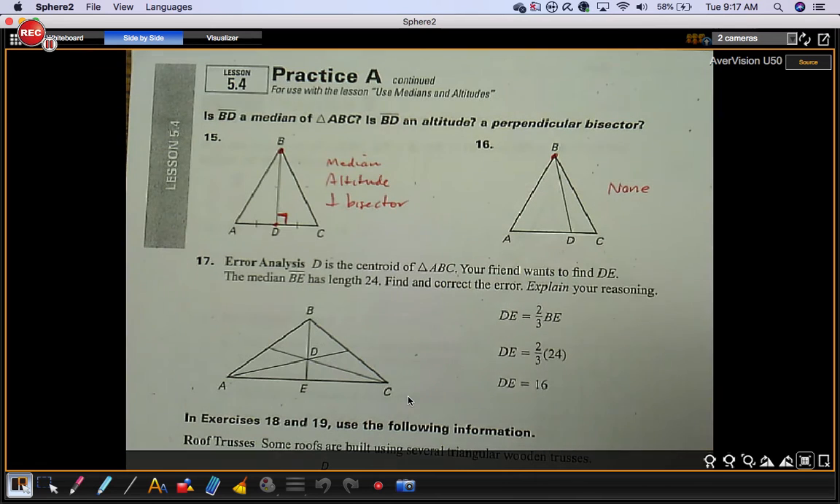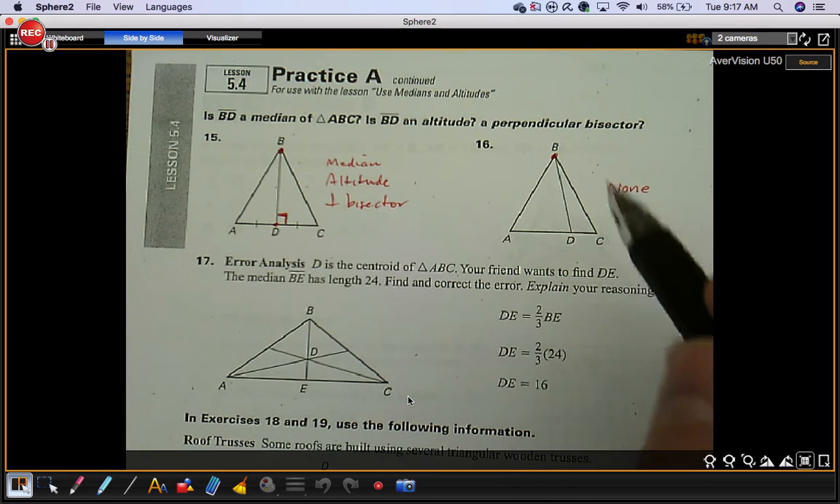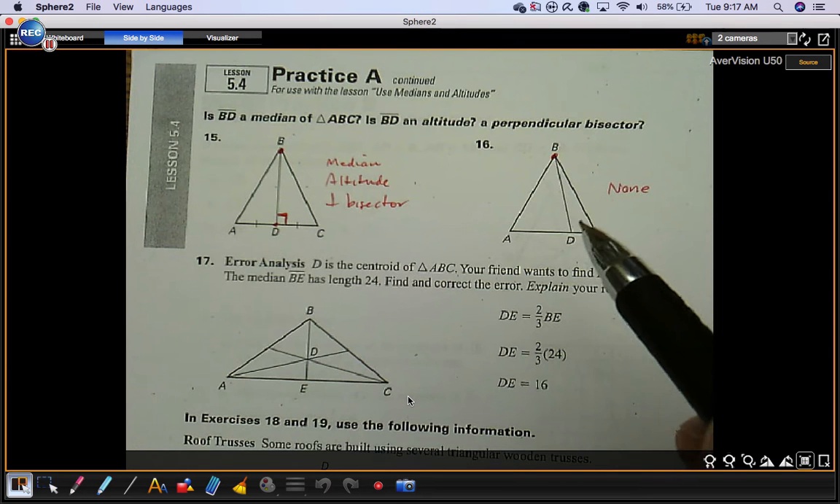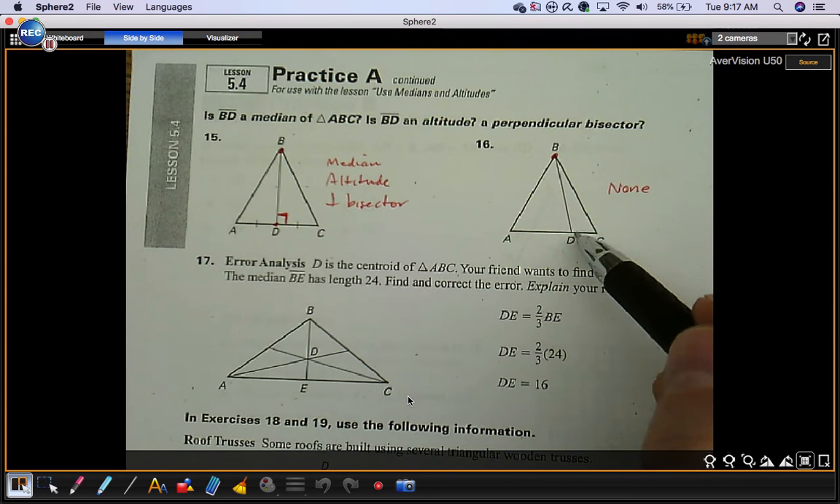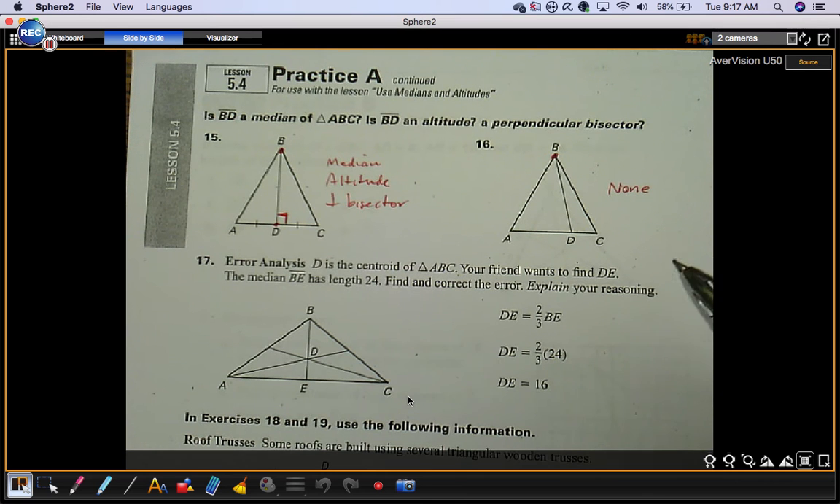So that's none. We can't prove that it's any of those things. It could be if we knew more information, but that certainly doesn't look like a midpoint. That certainly doesn't look like a right angle.